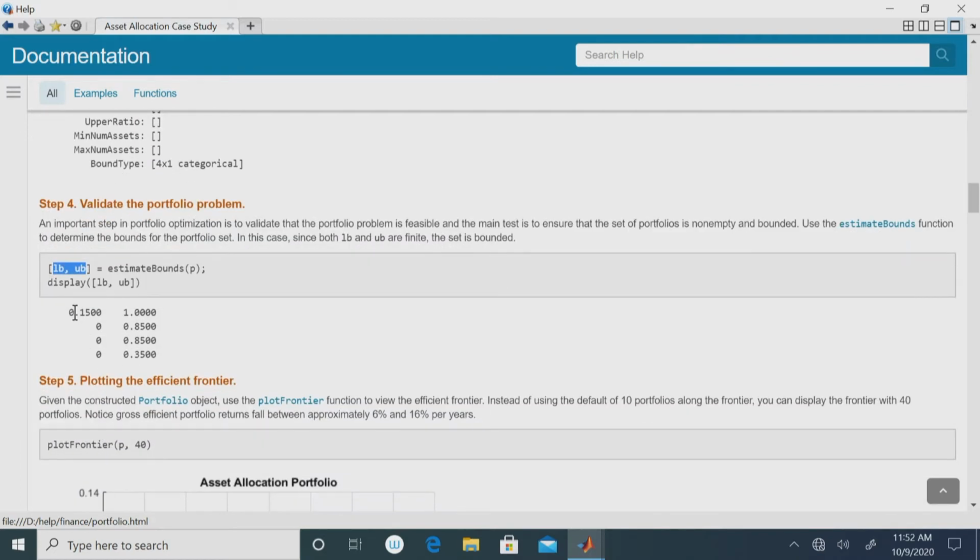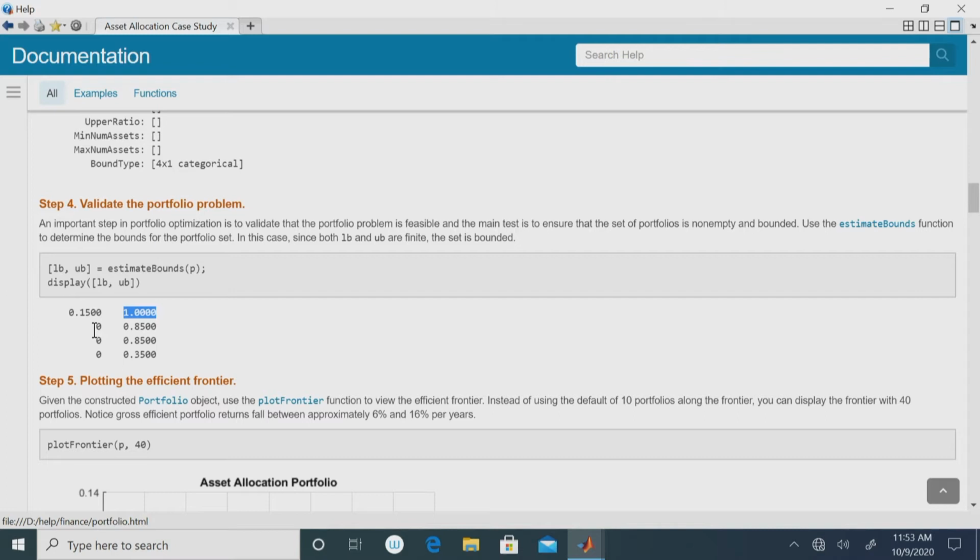So, you see that the lower bound and upper bound are in the first and the second column, and each of the rows gives us the asset class. So, you observe carefully that for the bonds you have to invest at least 15% of your wealth. So, the lower bound on the weight is 0.15, and of course, you are free to invest your entire amount of money in the bonds. So, which means the upper bound is 1.